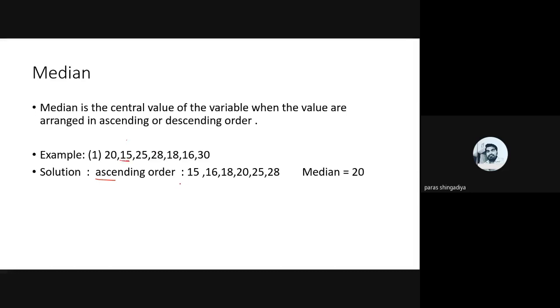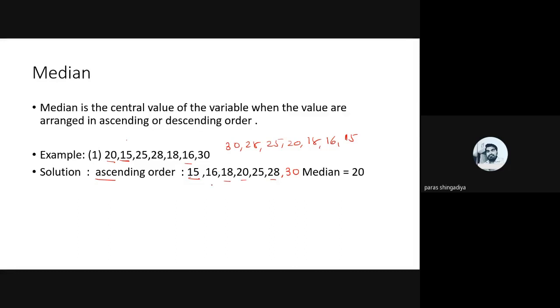So start with the 15, then after 16, then after 18, then 20 is there, then after 25, 28, and 30 is also there. So it is now in ascending order. You can also consider the descending order: 30, 28, 25, 20, 18, 16, and 15. The answer will be the same in any order.